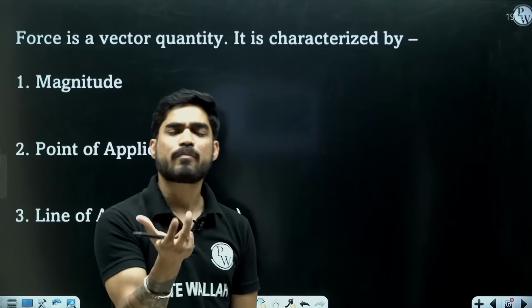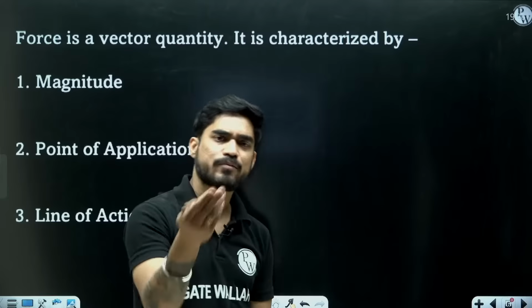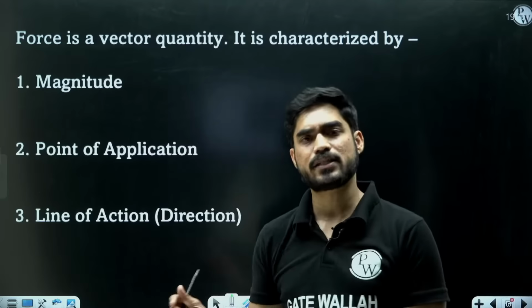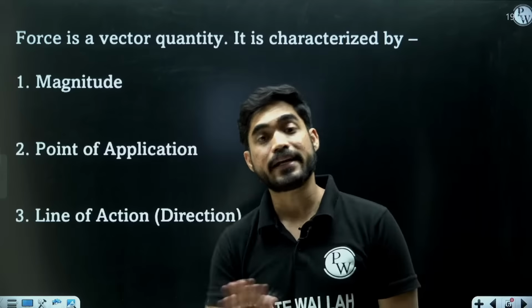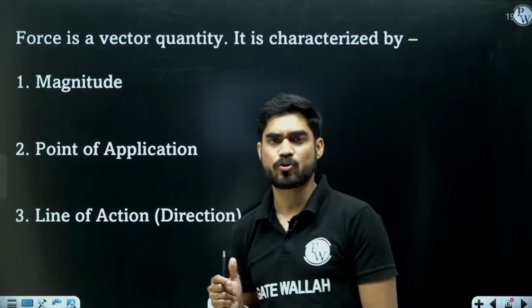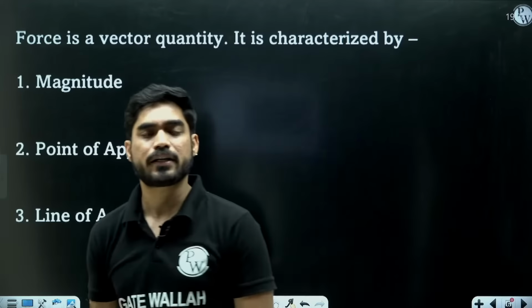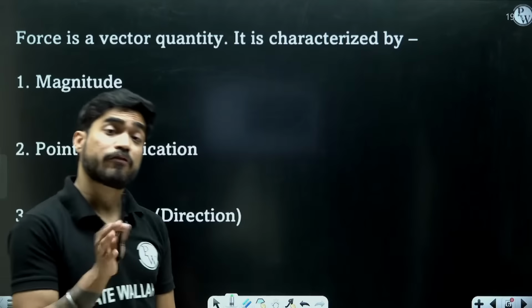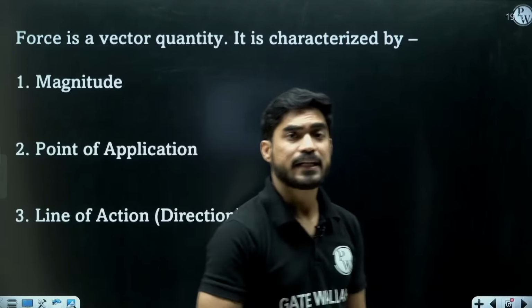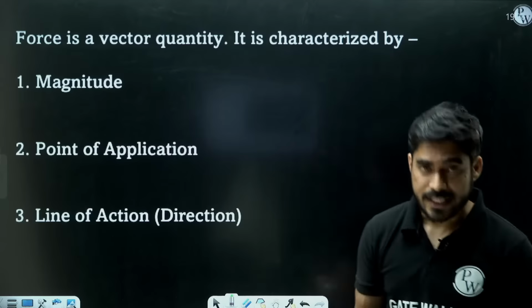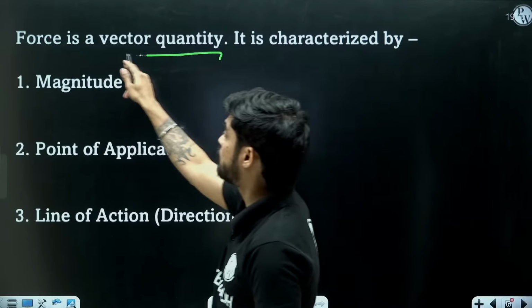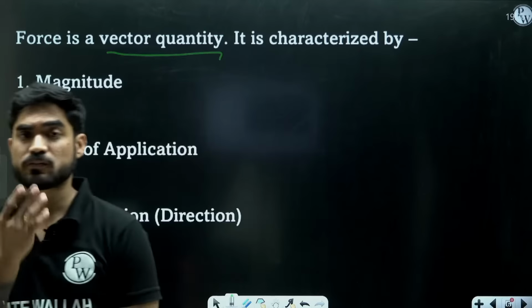So when we talk about mass of a body, 100 grams, 1 kg, 2 kg, 10 kg, it doesn't have any direction. It just has magnitude. So it is a scalar quantity. But if I talk about force, velocity, acceleration, these are vector quantities which require direction.